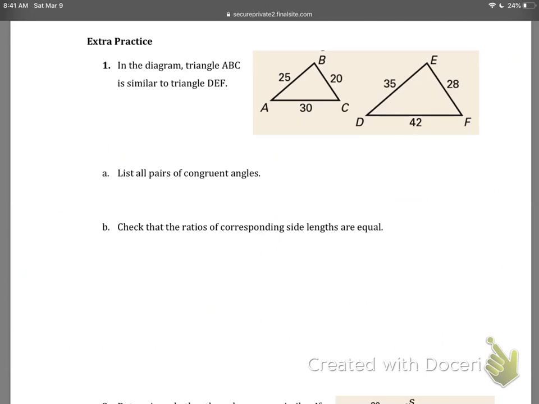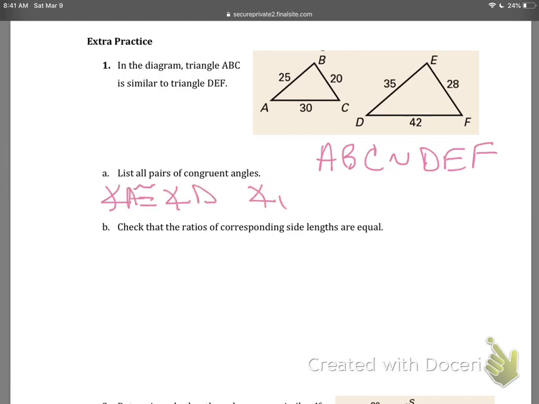Alright, here's some extra practice. In this diagram, ABC is similar to triangle DEF, so write that similarity statement. ABC is similar to DEF. Okay, list all pairs of congruent angles. So angle A is congruent to angle D, and then angle B is congruent to angle E, and angle C is congruent to angle F.